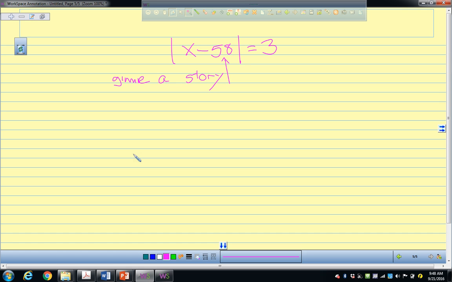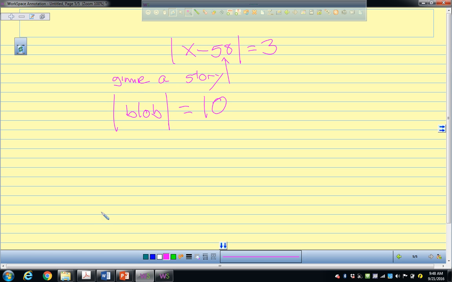What if I did this? What if I wrote the absolute value of blob equals 10? Okay? What does that mean? Give me what could blob be? Negative 10 or 10. Yeah, but it also represents the what?